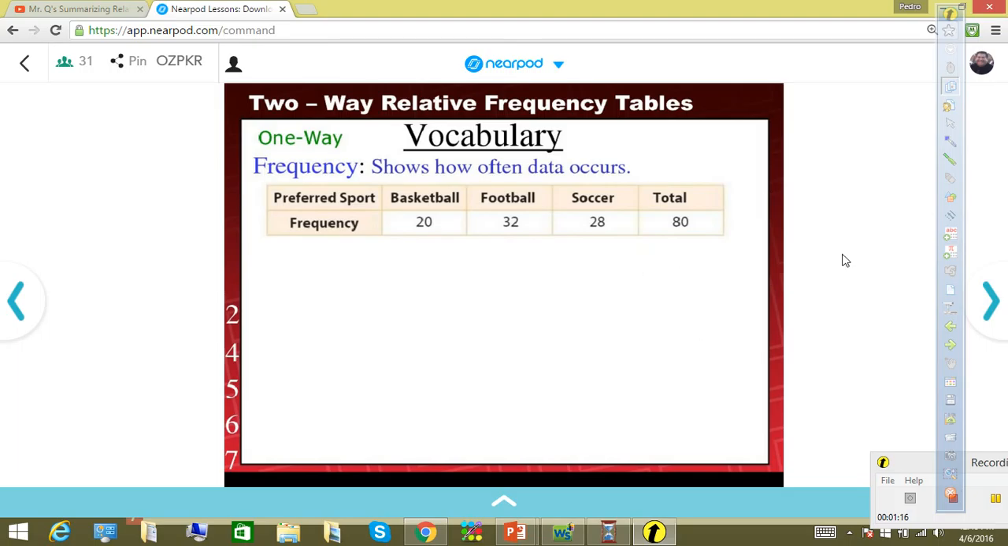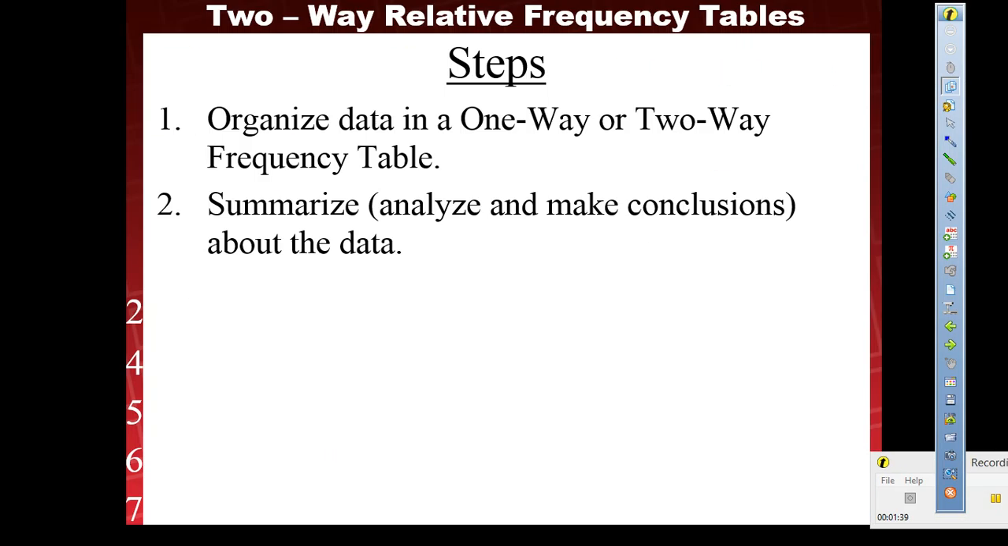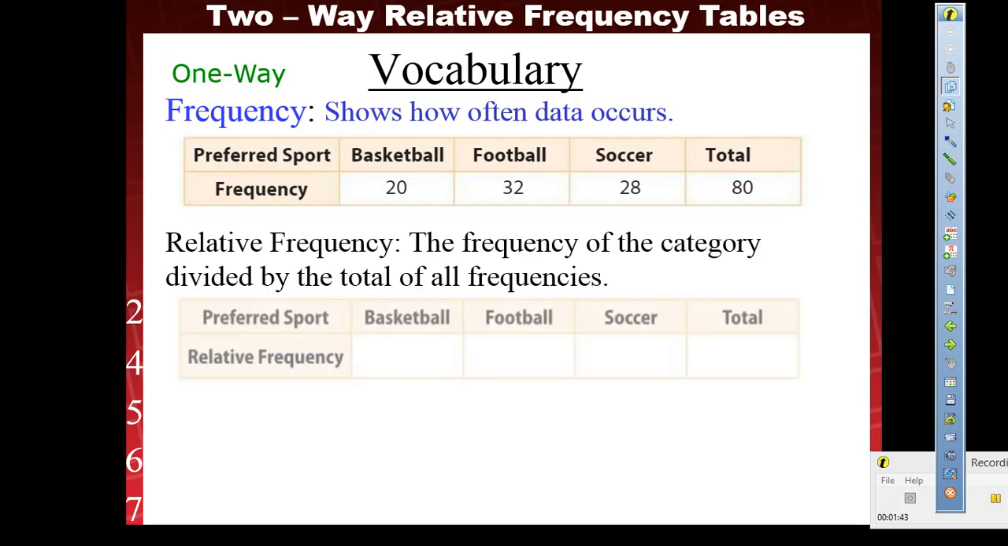Now, one-way relative frequency table, it's a little bit different. Let me switch to my PowerPoint. Check this out. Look up to the screen. A one-way relative frequency table, if you notice, look up, it's almost identical. Do you guys see it? The only thing from this table to this table is that I changed frequency to what? Relative frequency.